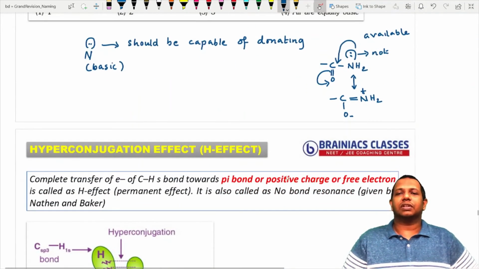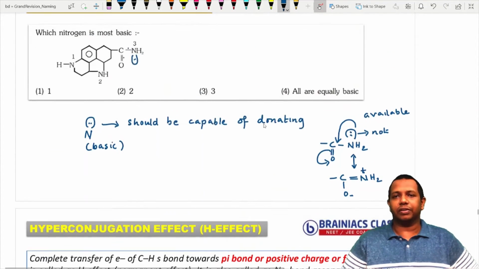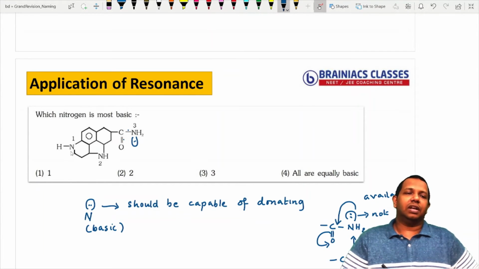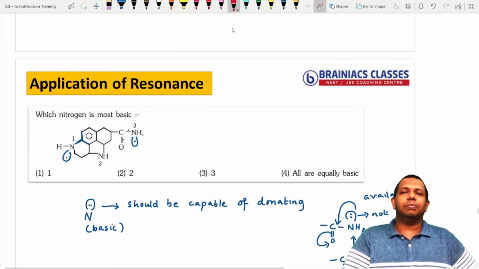If you look at this structure, this is in resonance with this structure. So this lone pair is not available for donation. Now let's look at nitrogen 1. If you see nitrogen 1, it also has a lone pair, but you can see nearby this is connected to a benzene ring. This nitrogen atom is connected to a carbon atom of the benzene ring. So what is the impact of that?